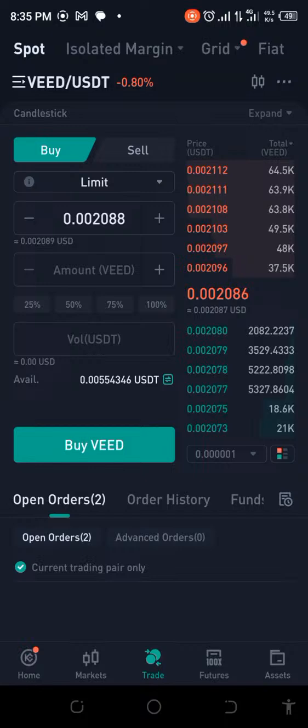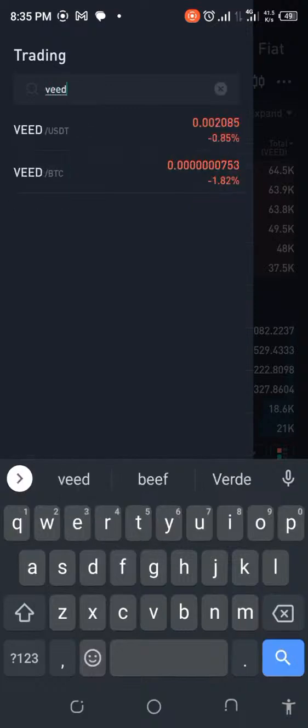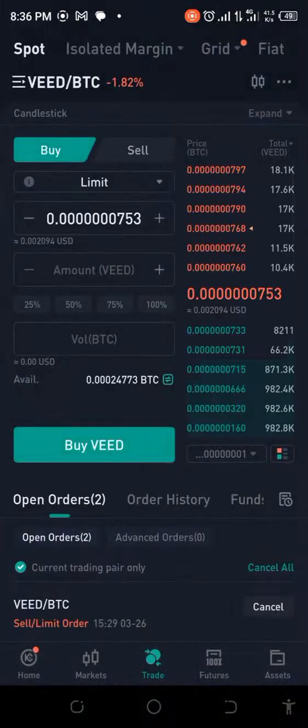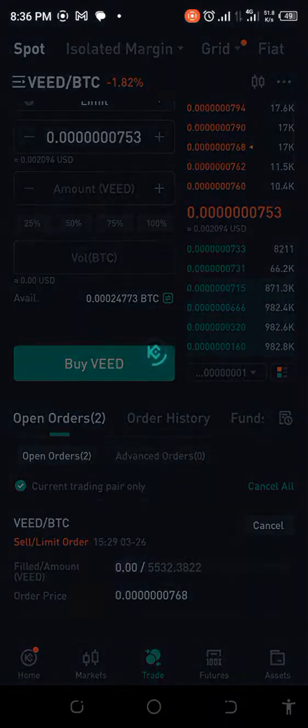All right, I'm back, and right now I can see that VID USDT is now 0.002088, and we bought at 0.002069. So let's try to see how we can change this back to USDT. I'm so excited. We've been waiting in the queue for VID BTC, and right now it's gone up a bit. So what am I going to do? Cancel it, of course.